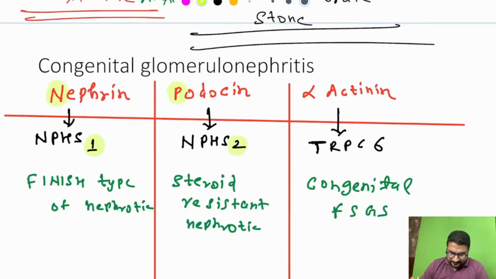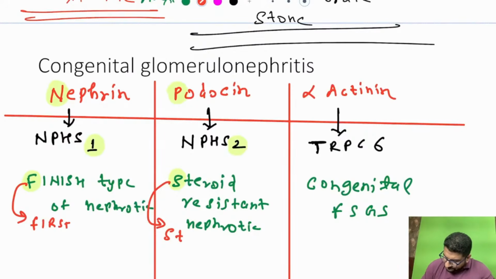Suppose you got rank 1, like say 260 marks in FMGE exam. When you get rank 1, what will you tell everyone? You will tell everyone I got first rank. So F for Finnish, F for first. Suppose you got rank 2, then what will you tell? You will tell I got rank S for second, S for steroid. So understand this thing. It is very simple.